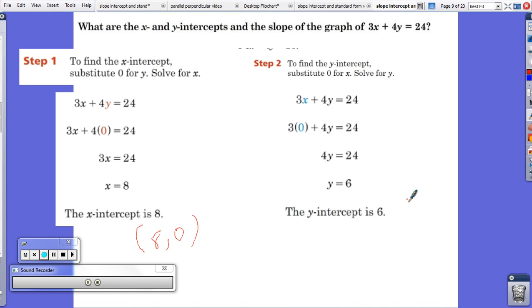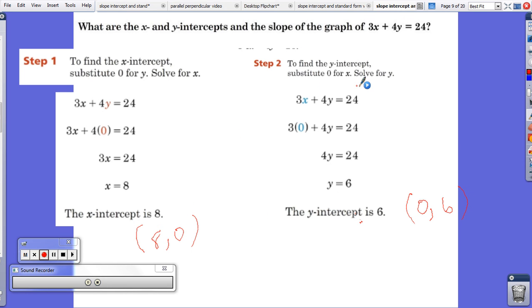So then, if we put in 0 for x, we put 0 right here, and 6 for y. So these are the points. Now, here's the 0 here, 0 here. So those are your y-intercepts, okay? Okay. So we found our x and y intercepts.